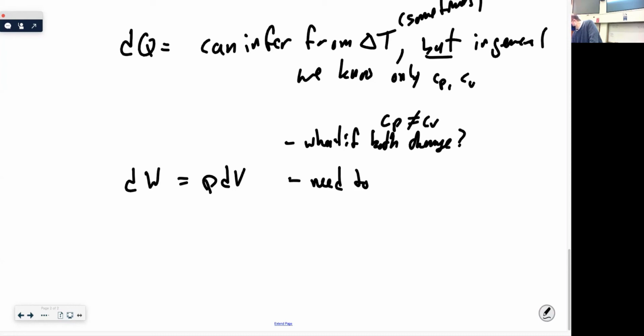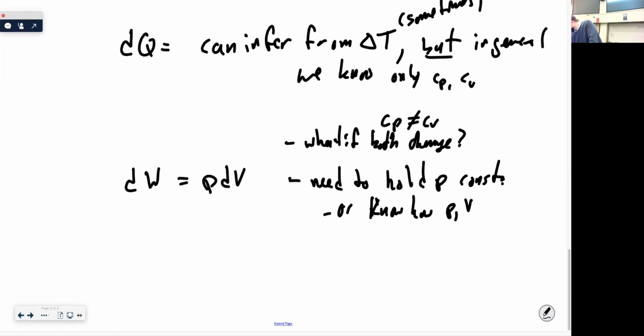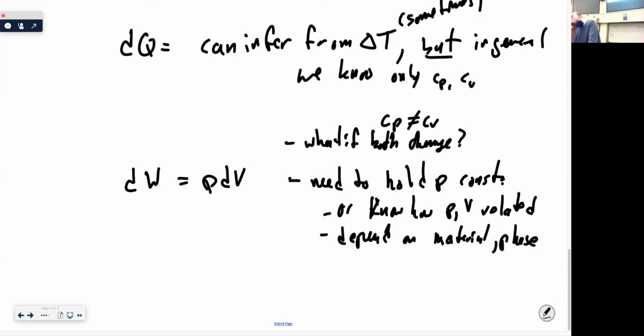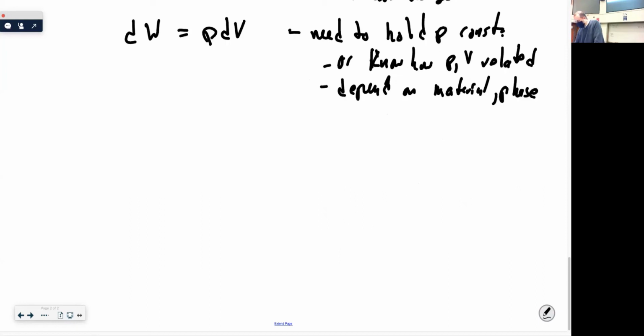You need to either hold P constant, in which case it's easy, or know how P and V are related. And that's going to depend on the material, phase, etc. So we'll talk more about those kinds of equations later on. How you get there matters, though.